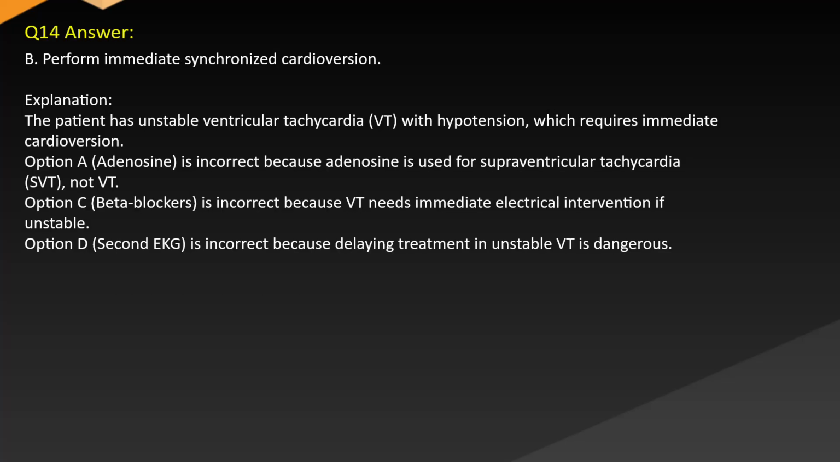Answer: B. Perform immediate synchronized cardioversion. Explanation: the patient has unstable ventricular tachycardia, VT, with hypotension, which requires immediate cardioversion. Option A, adenosine, is incorrect because adenosine is used for supraventricular tachycardia, SVT, not VT. Option C, beta blockers, is incorrect because VT needs immediate electrical intervention if unstable. Option D, a second EKG, is incorrect because delaying treatment in unstable VT is dangerous.